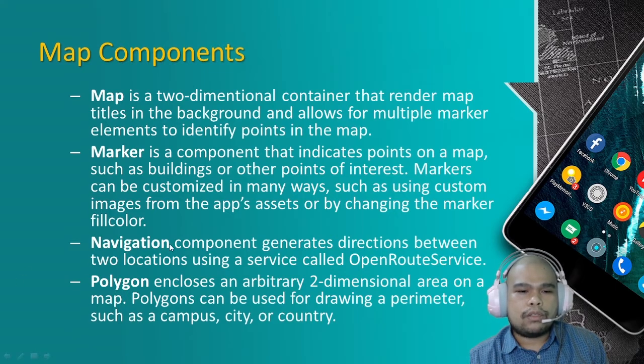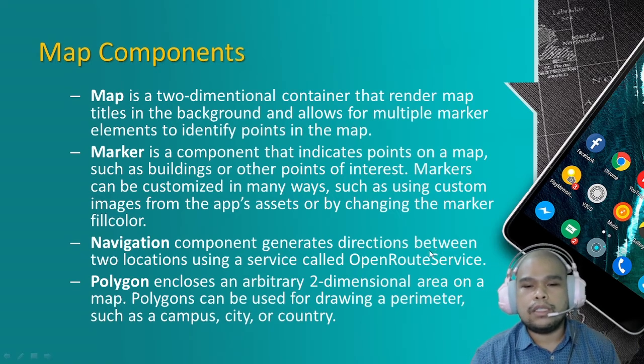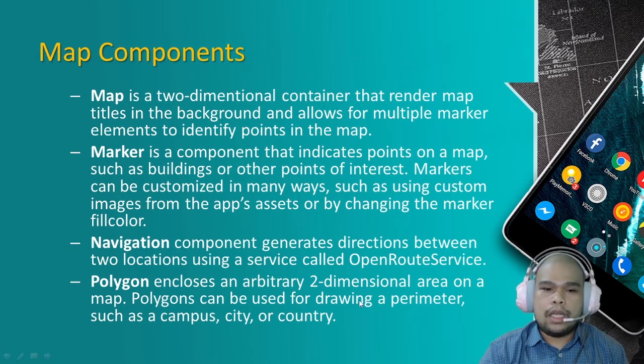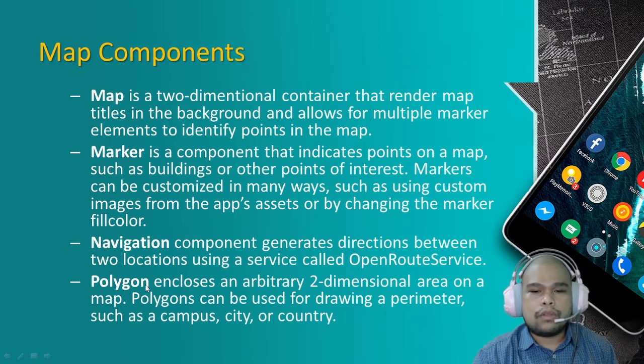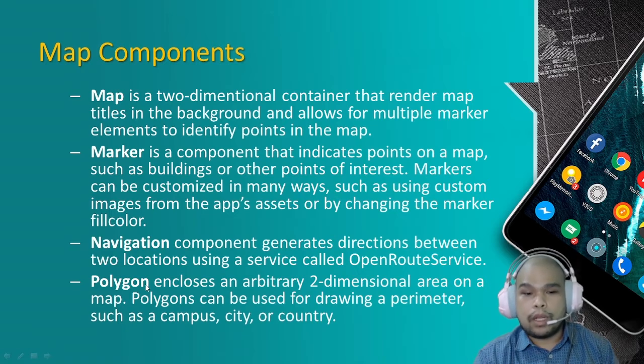Next, we have navigation. So, navigation component generates direction between two locations using the OpenRouteService. Itong OpenRouteService na to, it will be requiring yung ating internet connectivity para magamit natin yan. There is also an alternative for our navigation, yung ginagamit naman ni Google, yung Routes. So, merong sariling service si Google. Ang built-in ni MIT App Inventor is si OpenRouteService. Then ito, polygon encloses an arbitrary two-dimensional area on the map. Polygons can be used for drawing a perimeter, such as a campus, city, or country.